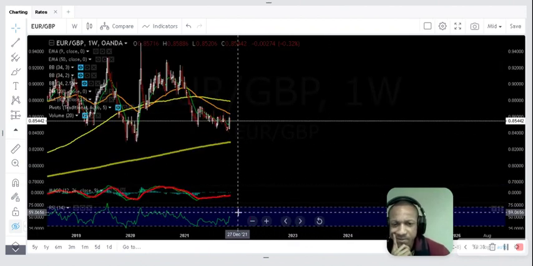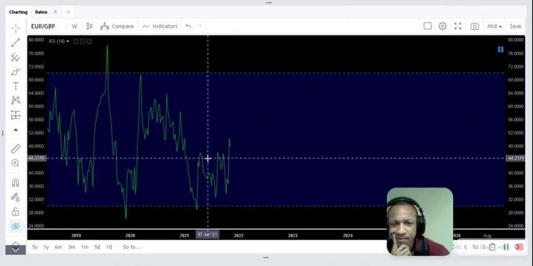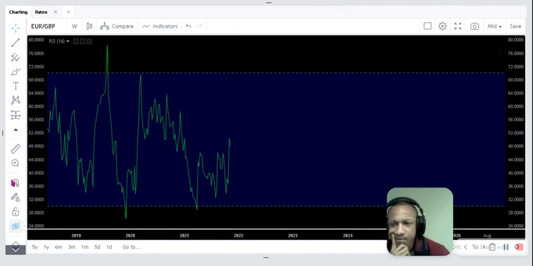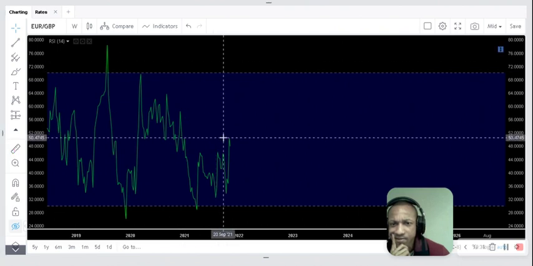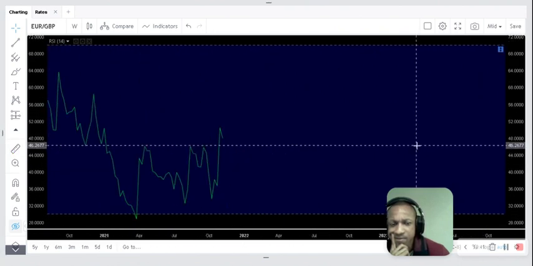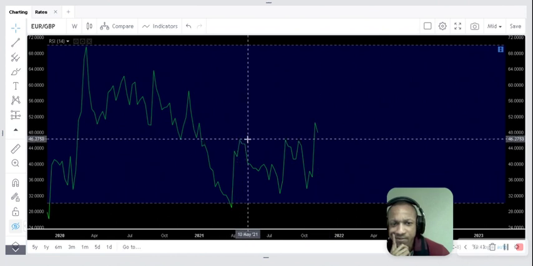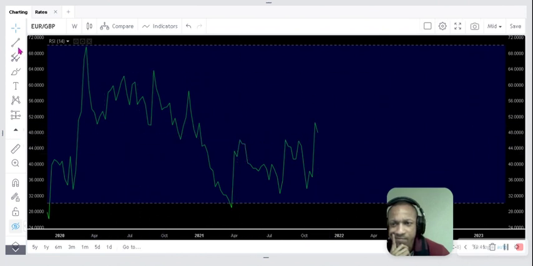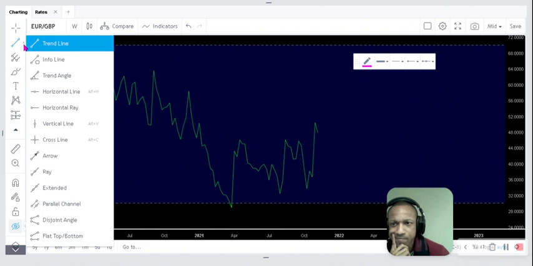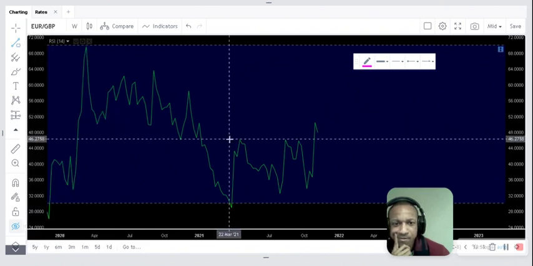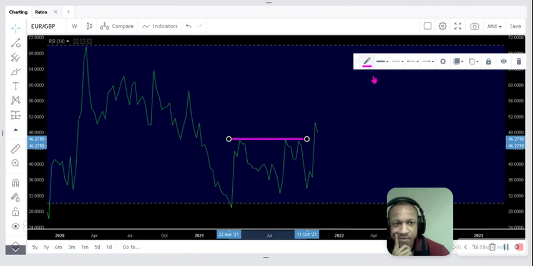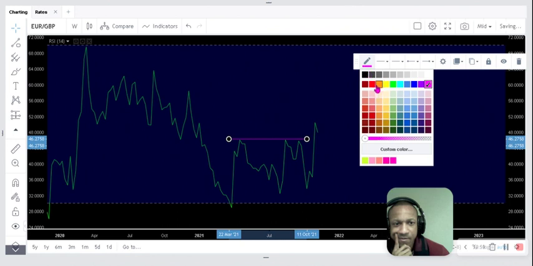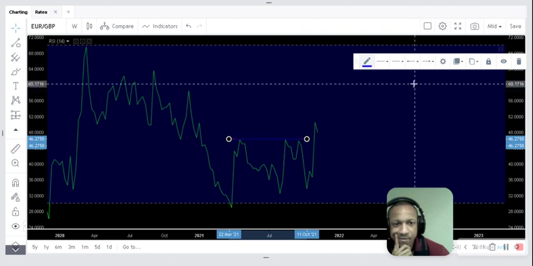It's looking like I'm seeing divergence on the weekly. Let me draw these lines to verify this. It looks like hidden divergence, because right here, price went flat. Let me put this line better.